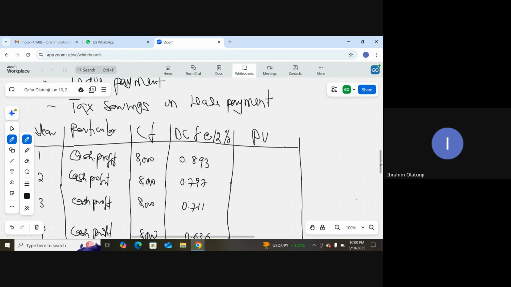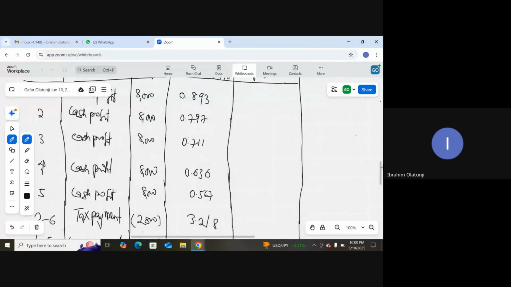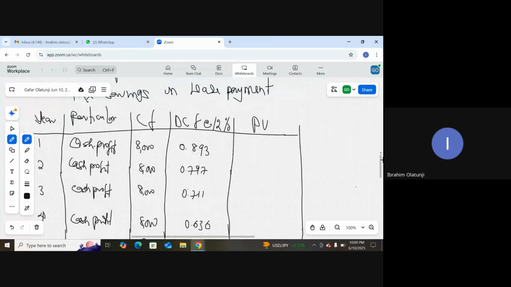What do you have? For year one, 7,144. This one is tax savings. It's an inflow, sorry, because you save it. That is your savings, so it's an inflow. So what do you have? 7,144. Okay. Followed by what?